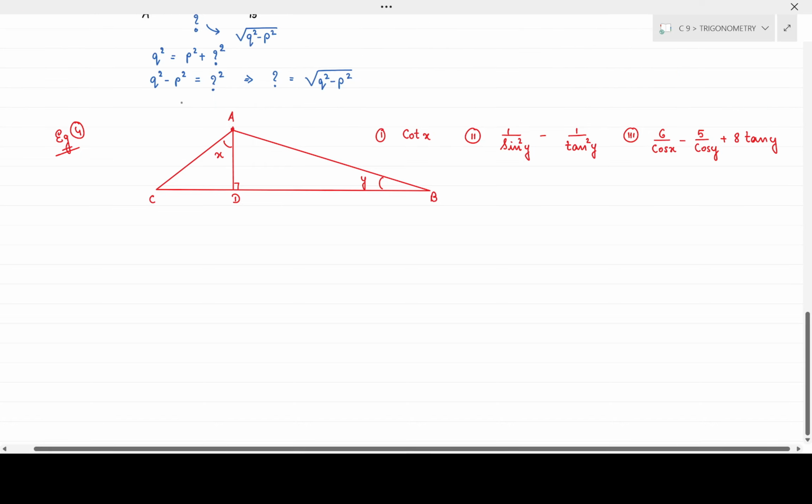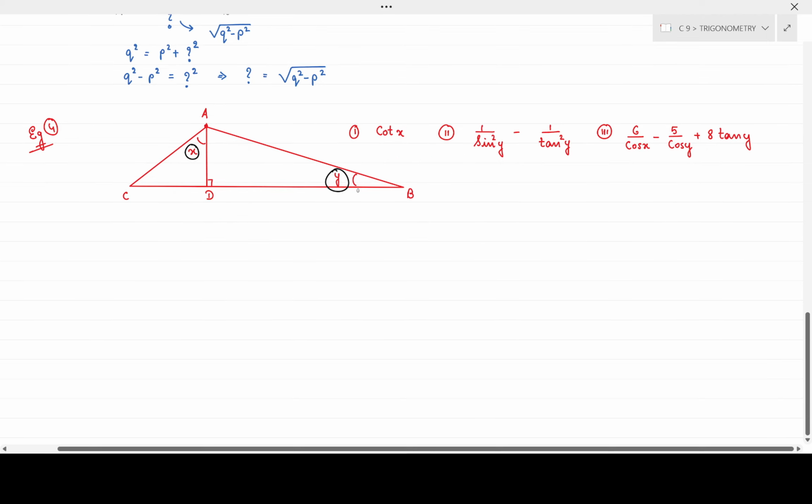Now let us continue with the solution part. Nothing else has been given, so it's obvious we have to continue with this X and Y part only. Okay. AC is given as 26 units. CD is given as 10 units. BC is given as 42 units.